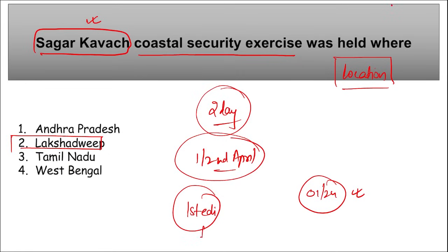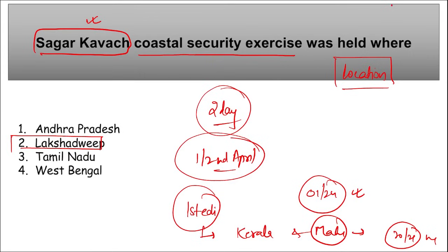Right? And that first edition was held in Kerala and Mahi. This Mahi is a part of the union territory of Pondicherry. It was held on 20th and 21st March. Correct? And now again, this Sagar Kavach, the 2-day long coastal security exercise, was held in Lakshadweep on 1st and 2nd April. The first edition was held in Kerala, Mahi, on 20th to 21st March in 2024.